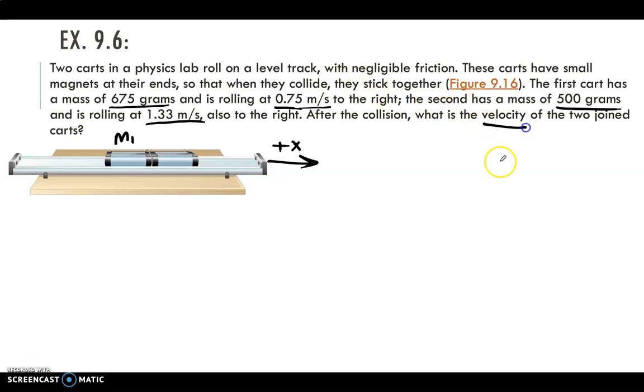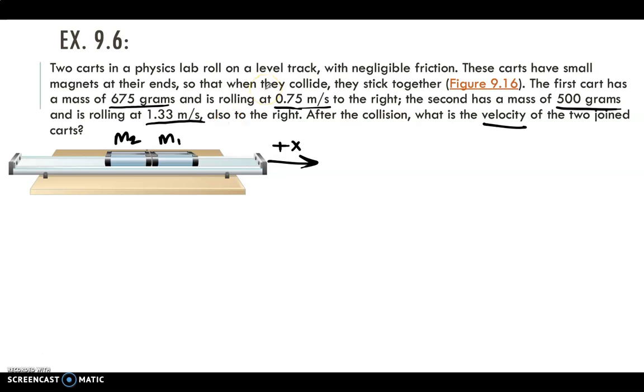So we want to know the velocity in the end. One thing to note is that this one is moving faster than this one. So in order for them to collide, this first mass on the left side should be M2, right? Because it has to catch up to the other one. So we have M1 and M2 here now.